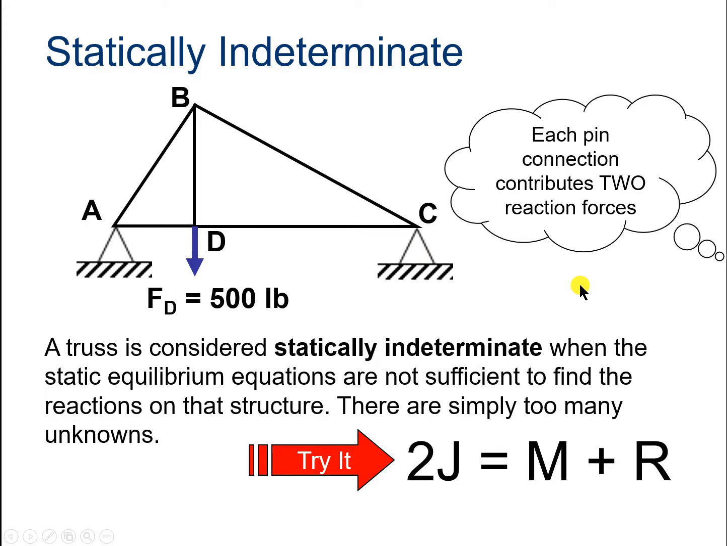But what we'll find is that this is statically indeterminate. We can't solve it. A truss is considered statically indeterminate when the static equilibrium equations are not sufficient to find the reactions on that structure. There are simply too many unknowns. If you count up the number of joints, members, and reaction forces, you'll find that they don't add up, and we'll see why in a minute.